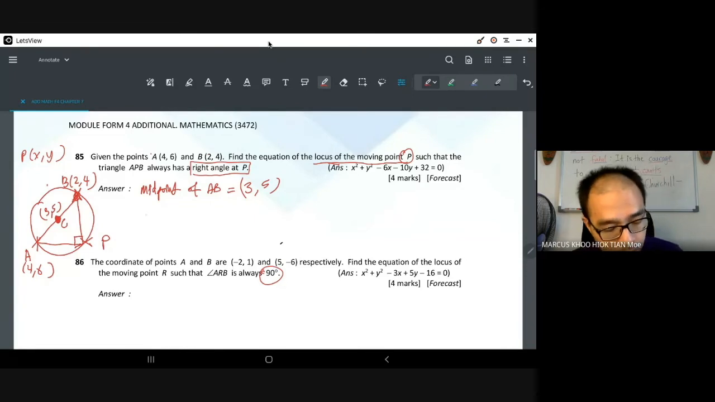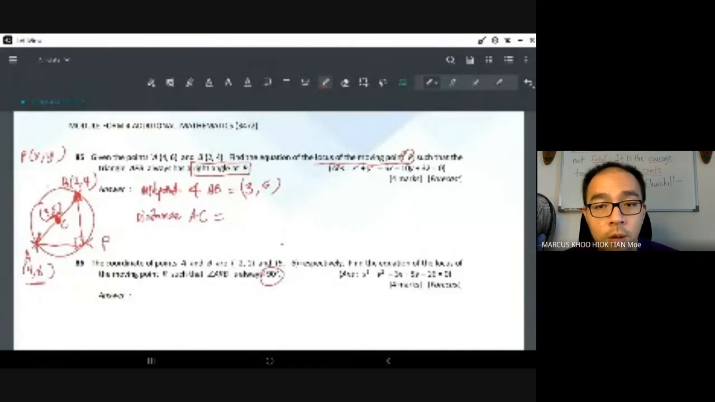Can you take some time? Distance of, let's do AC. Since your class is 4 AC, so we find A and C. Distance of 4, 6 and 3, 5. What is the distance? Can you quickly count down? Yeah, probably decimal. 1.4142.